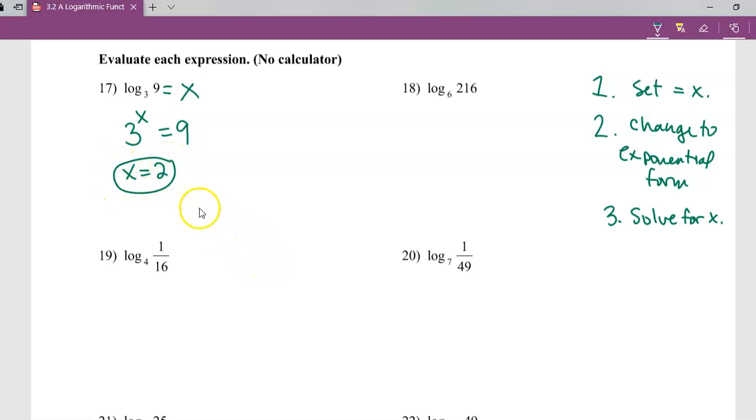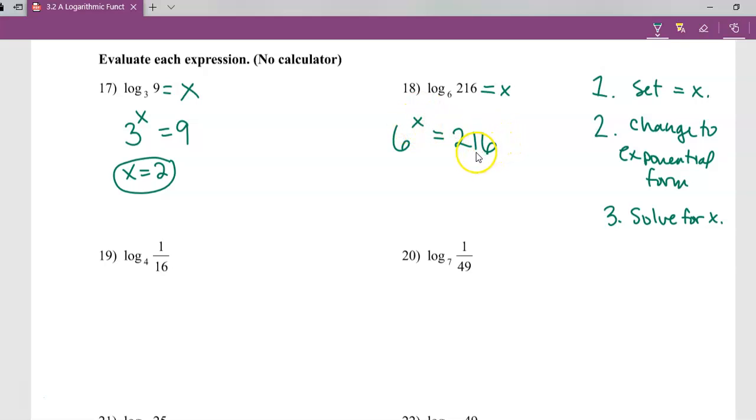So in order to solve, we just think about what would I have to raise 3 to in order to get 9, and that would be to the second power. Okay, so number 18, set it equal to x and change forms. So 6 to the x equals 216. All right, so this one's not quite as simple to see as 3 squared equals 9. What I'm looking for is how many times do I need to multiply 6 together in order to get 216.